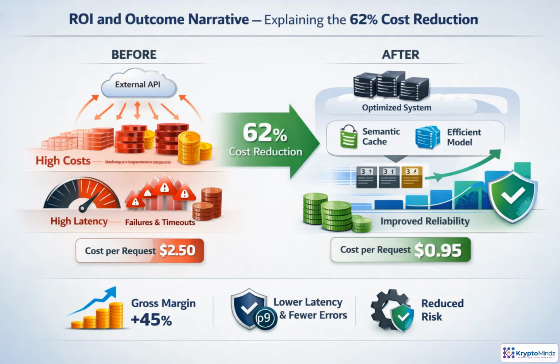Semantic caching avoids paying twice for similar work. Deduplication and routing reduce unnecessary calls. Self-hosting, quantization, and batching lower unit cost. The strongest narrative is cost per successful request. Spend drops, reliability improves, latency falls, and gross margin expands while operational risk goes down.